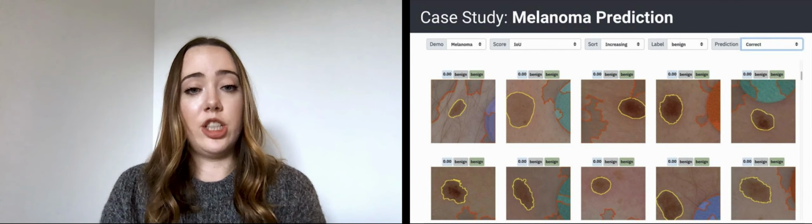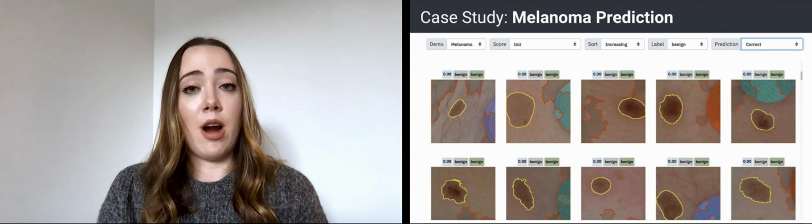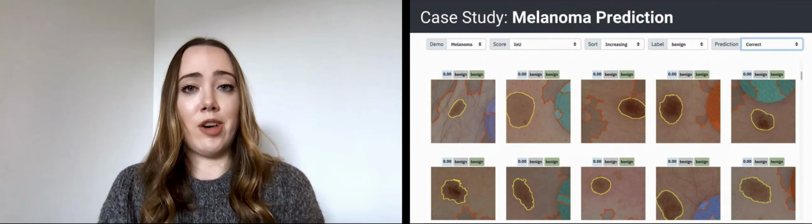So here, just by looking and sorting these images in this way, we're able to gain insight into where our model succeeds, where our model fails, and unexpected features of our data set. So that's shared interest.